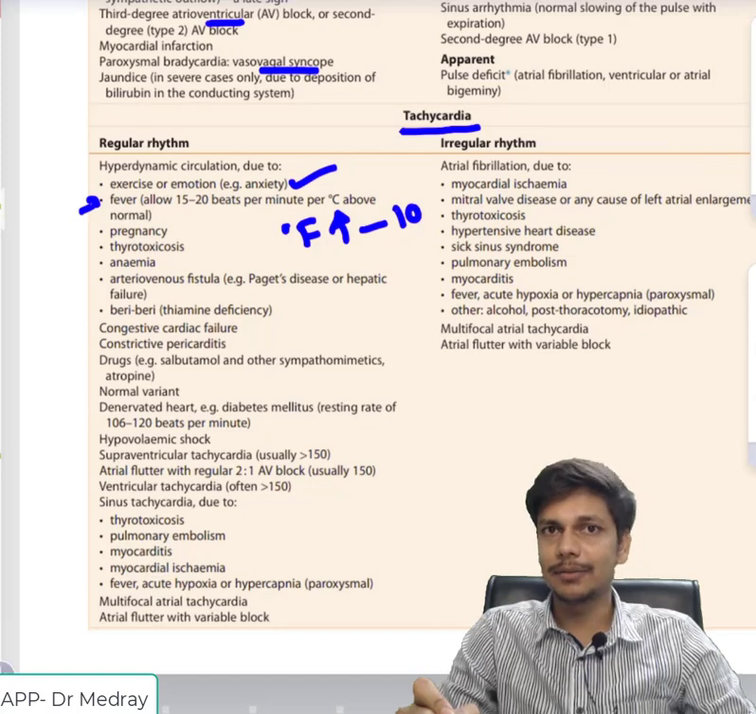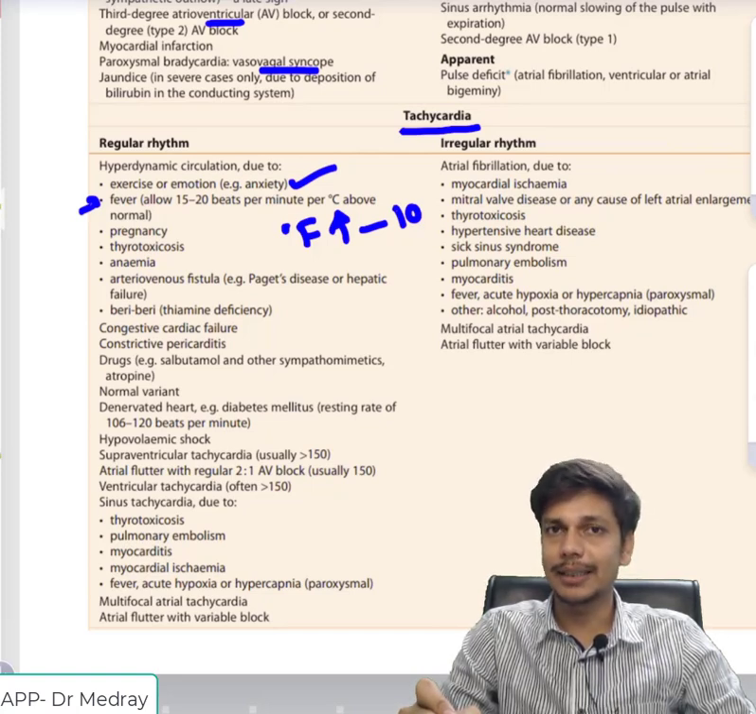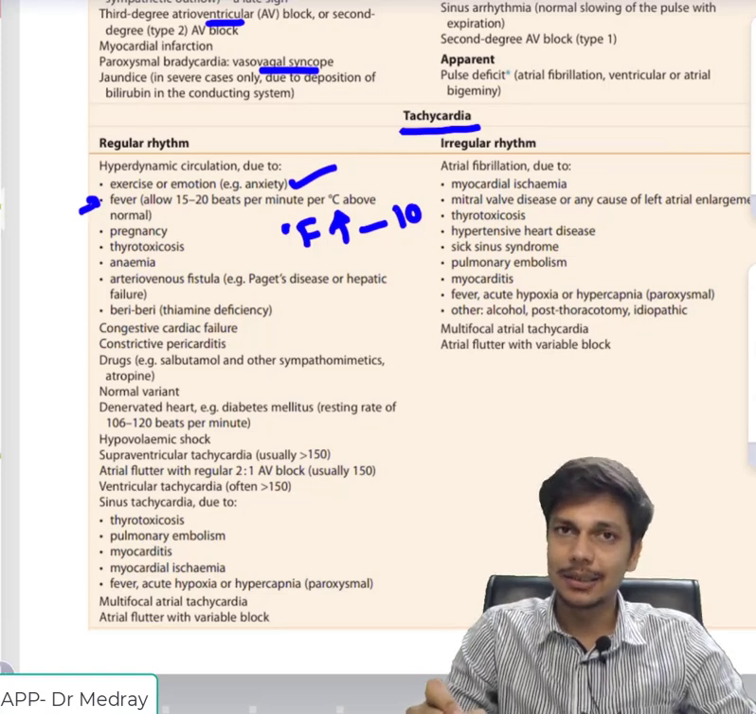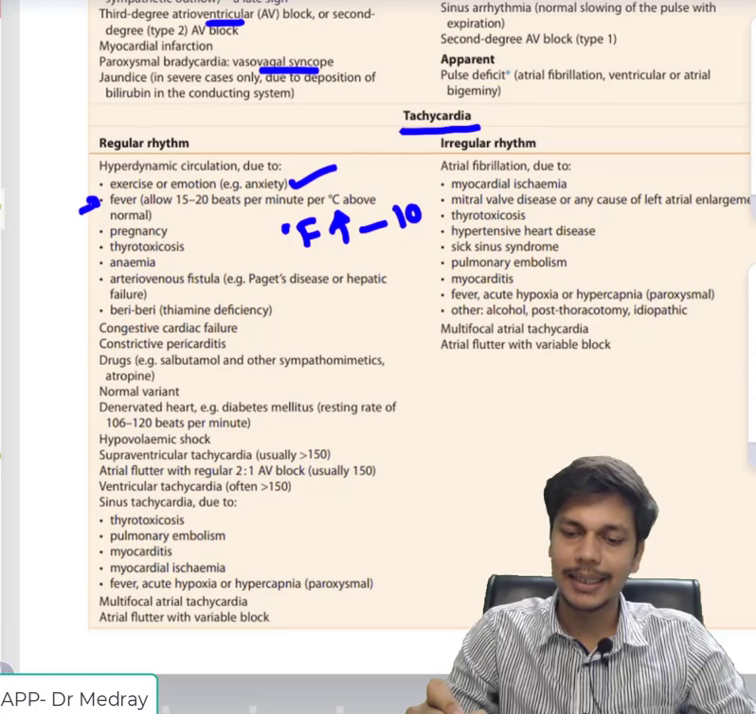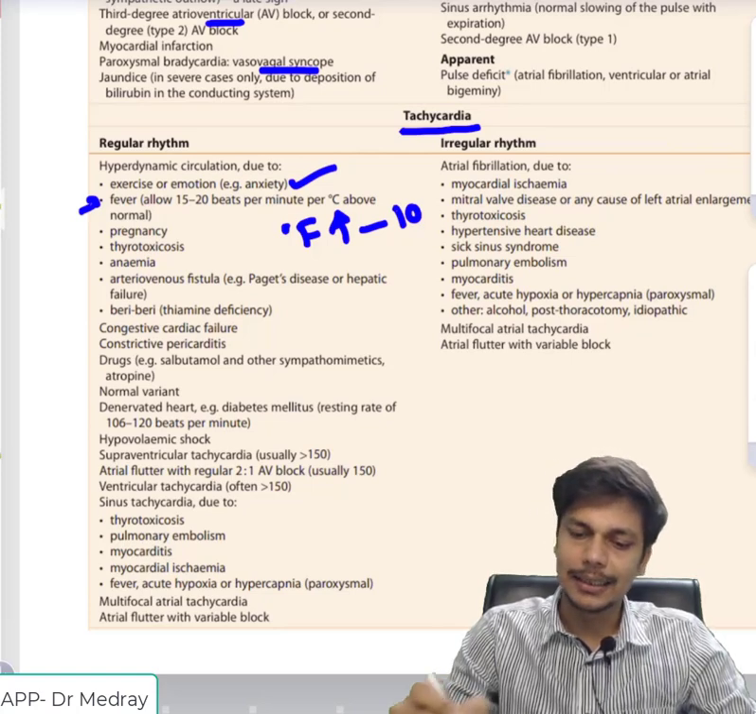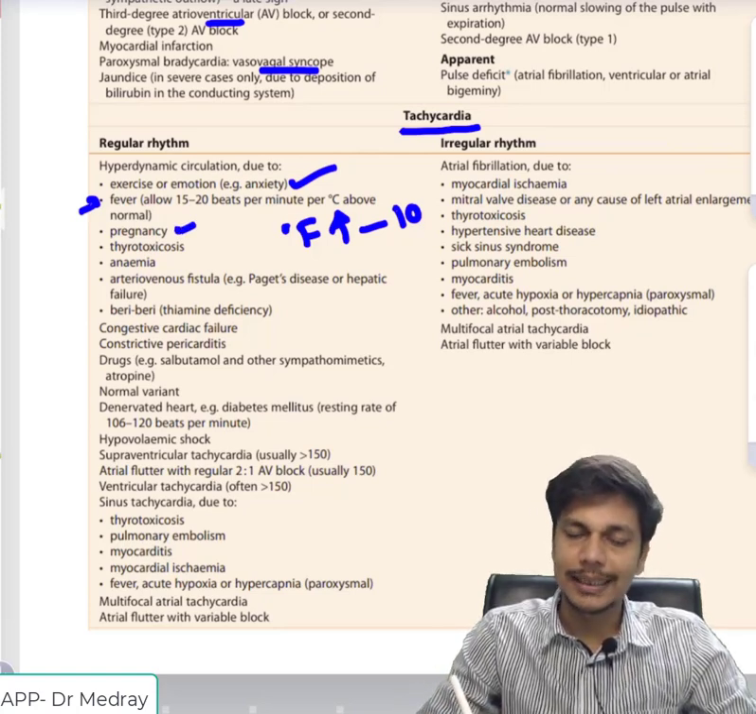So today I have a fever of 101 degrees Fahrenheit, that is an increase of 3 degrees Fahrenheit. So my heart rate will increase by 30. So my heart rate today will be around 100. So for every 1 degree Fahrenheit rise in temperature, the heart rate increases by 10. This is the rule. Fever causes tachycardia. So any cause of fever can cause tachycardia. Pregnancy can cause tachycardia.